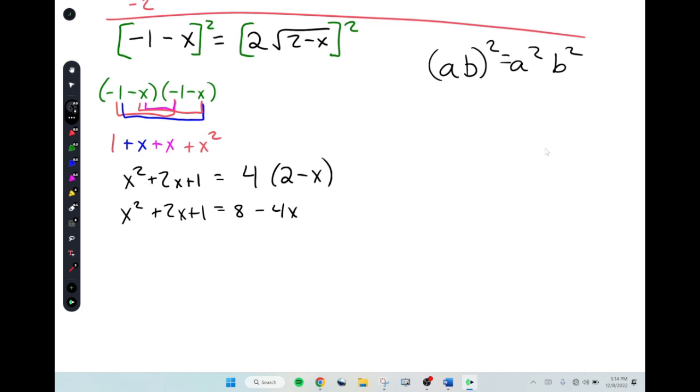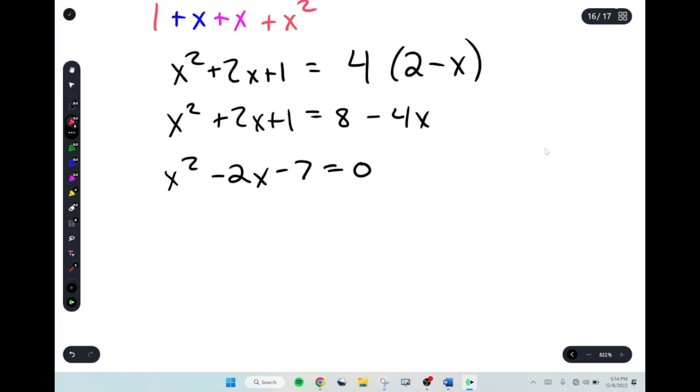Yeah, I think so, right? So x squared minus 2x minus 7 equals 0. Is that a nice, neat factor? 5 and 2? No. 7 and 1? No, it's not. Let's use the quadratic formula. I guess we're using the quadratic formula then.